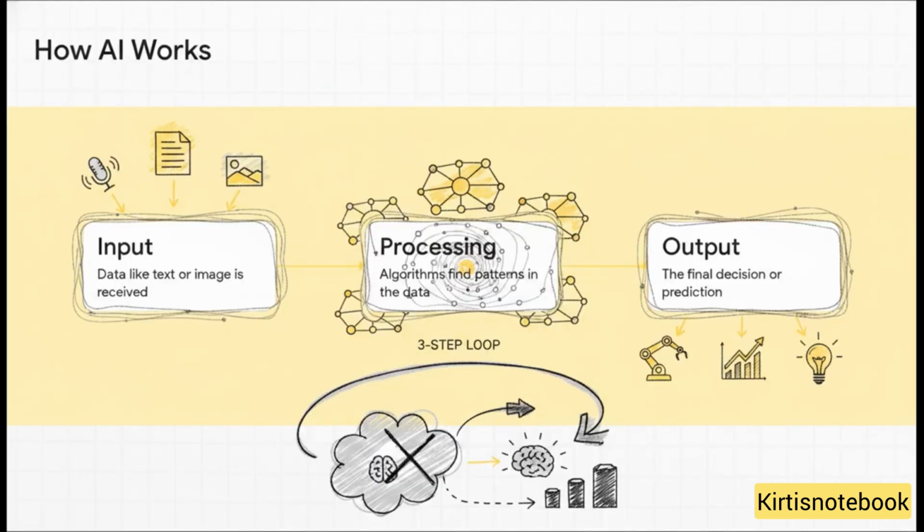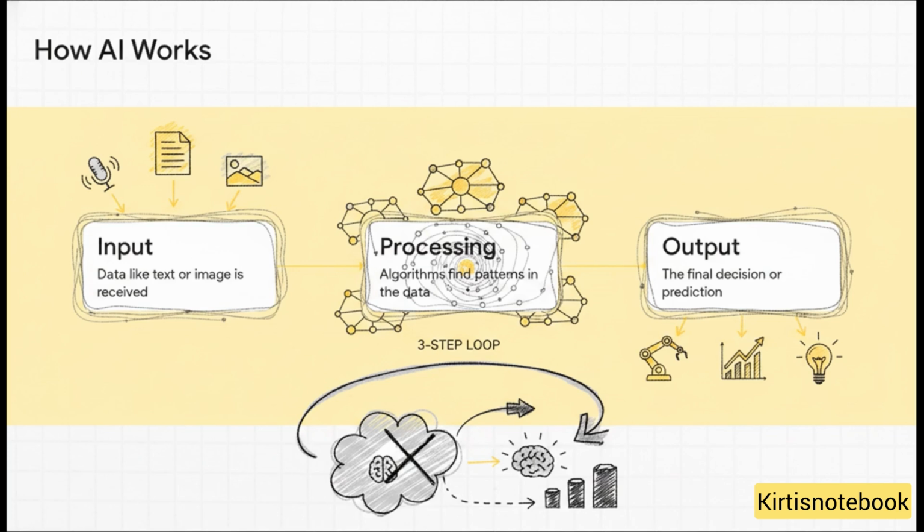So how does it actually work? Well, it all boils down to this super simple 3-step loop. Step 1 is input. This is where the machine receives data. That could be anything: text, images, voice recordings, whatever. Step 2 is processing. This is kind of the brain of the whole operation. The machine uses algorithms to sift through all that input data and find patterns. Finally, step 3 is output. Based on those patterns, the machine makes a final decision, a prediction, or takes an action.